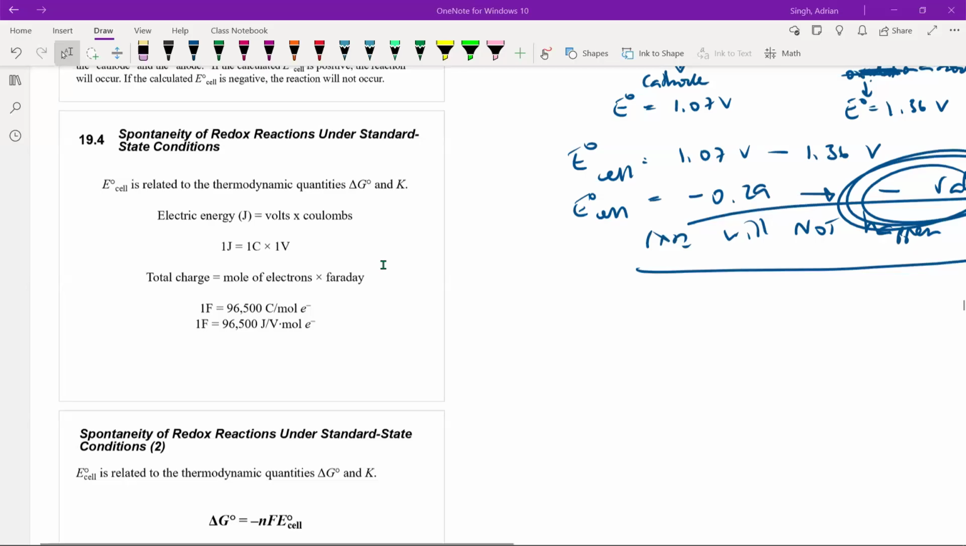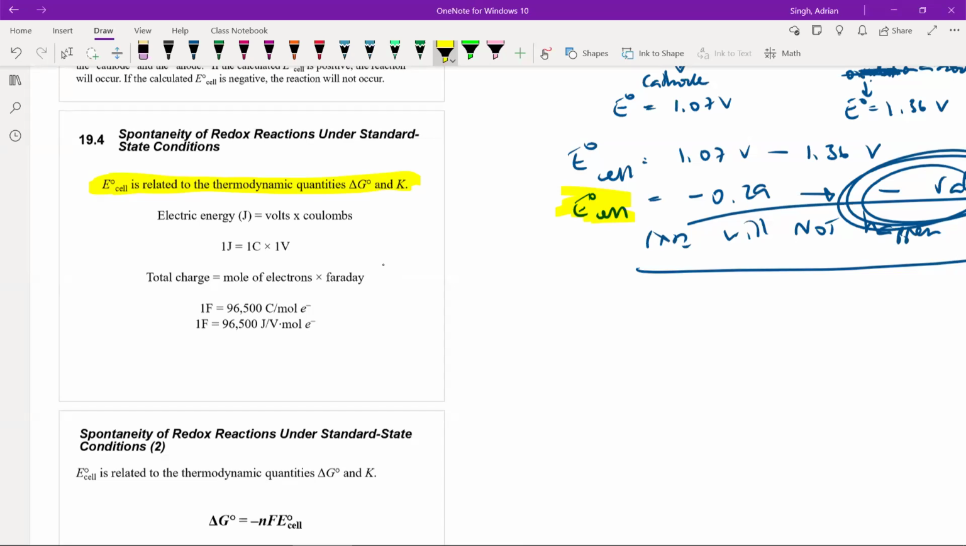Okay, so now that we've seen how to calculate E of the cell under standard conditions by looking up the standard reduction potentials, let's take a look now and see how that electromotive force, the EMF, the cell voltage, or the E of the cell, is related to things we've discussed previously, such as the Gibbs free energy, as well as the equilibrium constant K. And we're going to see some pretty important relationships among all three of these things.